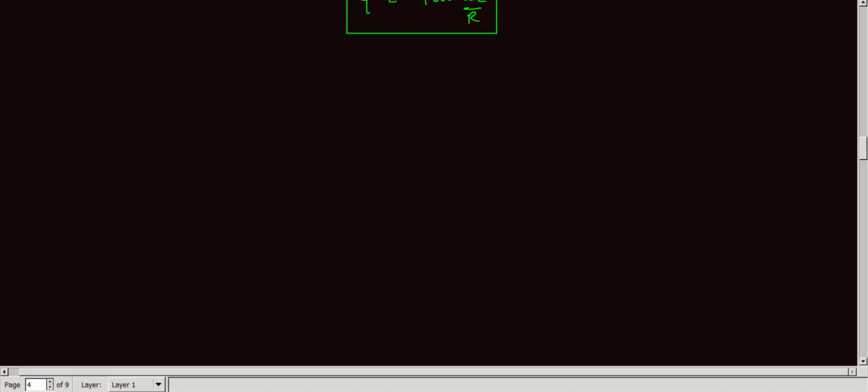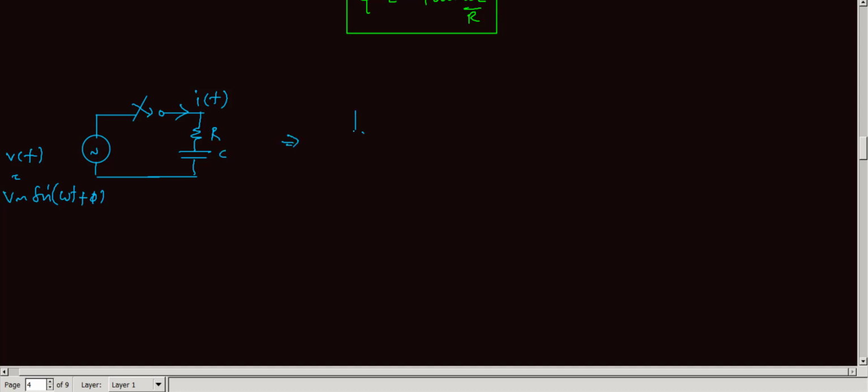Same, now I am considering V of t equal to Vm sine of omega t plus phi, switching action. I am considering an RC circuit, and current is flowing as a result. Due to this voltage source I have a current, this is R. Make it simple: a resistor R and a capacitance C.